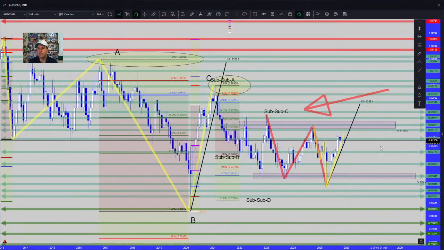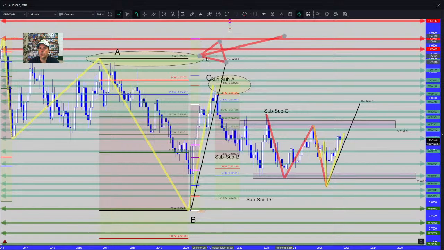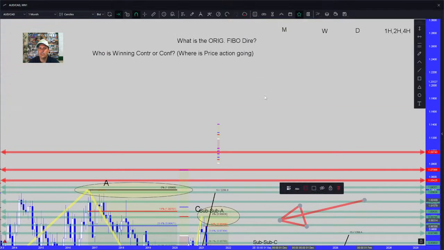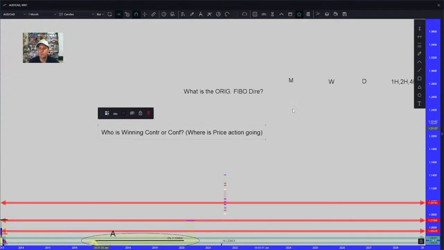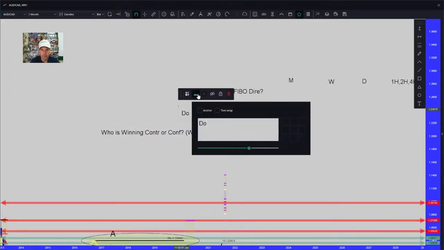Between the confirmation Fibonacci, the sub A, sub B, sub D, and this one, well, we have another one, right? We have another one prior to this, which is more relevant, okay? Do we have a confirmed capital C?